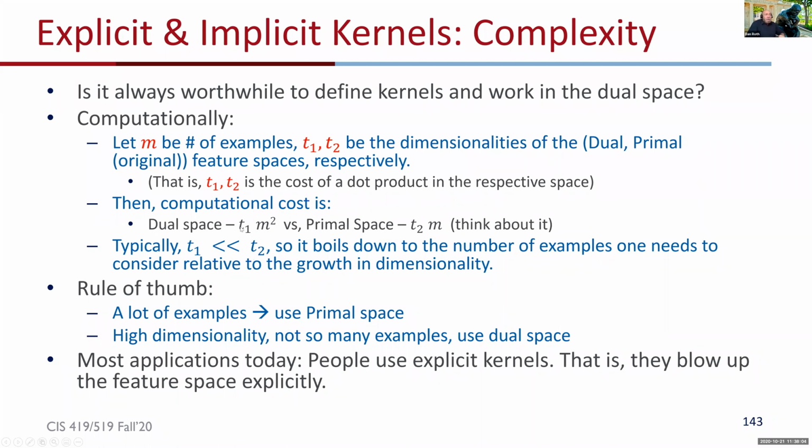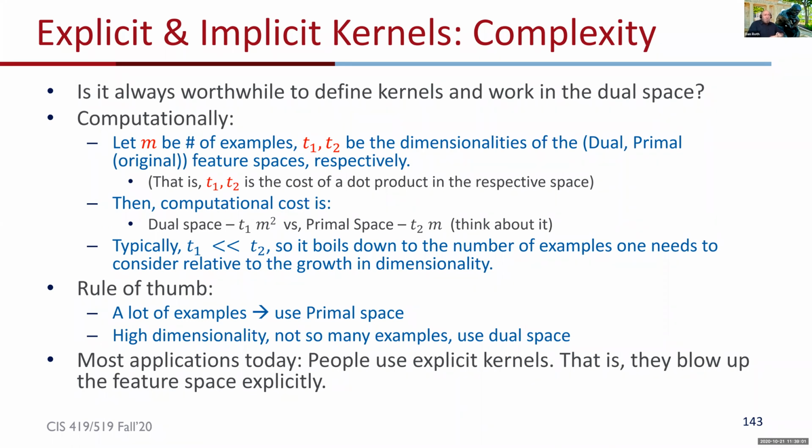So you can see that comparing T1 M squared and T2 M boils down to the number of examples that you have. Sometimes T1 M squared is going to be smaller than T2 M, and sometimes it's going to be larger, depending on M. So the rule of thumb is, if you have a lot of examples, M squared is going to grow much, much faster than M. Don't go to the dual space, stay here. If you have high dimensionality, so T2 is becoming very, very large, but M is not so large, then M squared is a cost that you may be willing to pay, and you use the dual space. So that's kind of a rule of thumb.